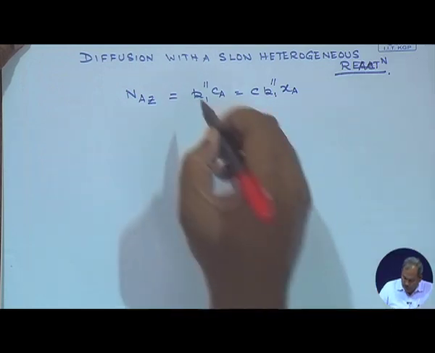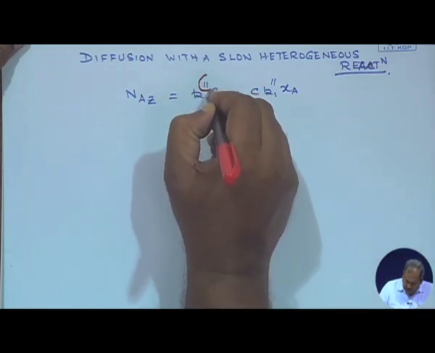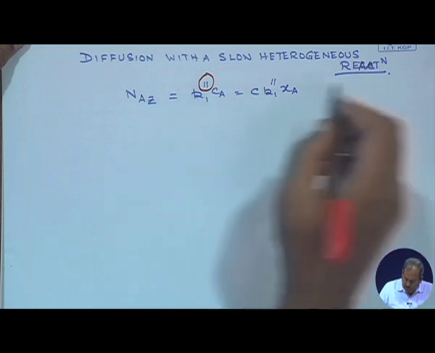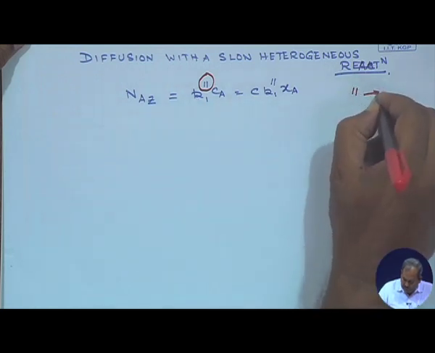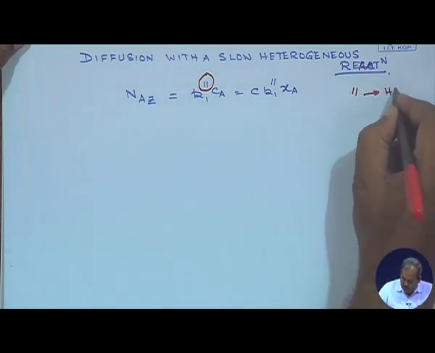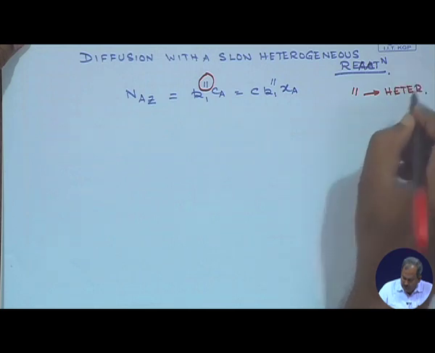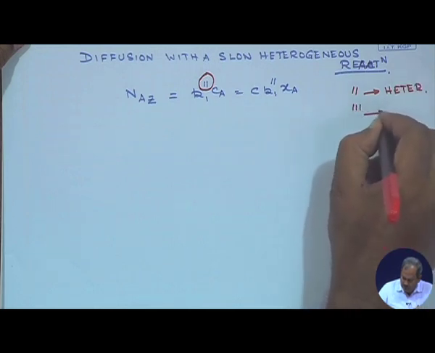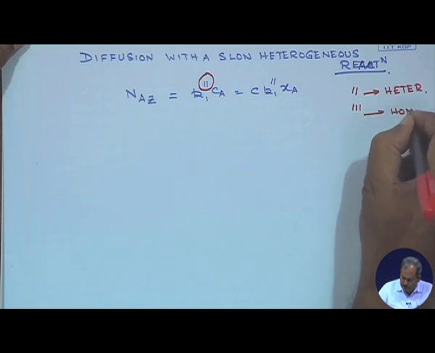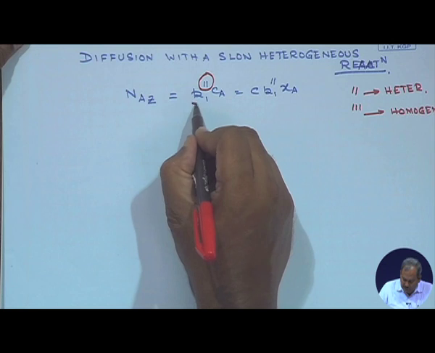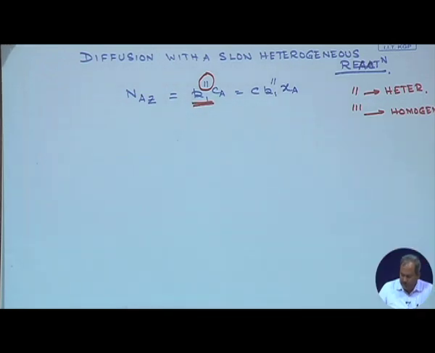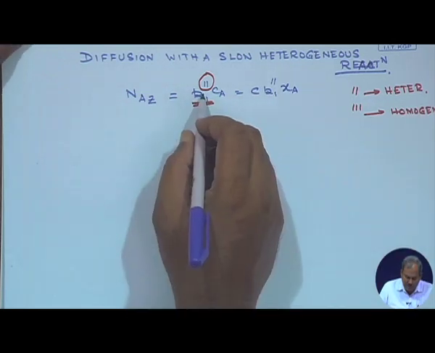Remember, note the double prime that I have used for the rate constant. So, double prime is for heterogeneous reactions, and as I mentioned before, triple prime is for homogeneous reactions. So, this is a double prime which is conventionally used for this case.